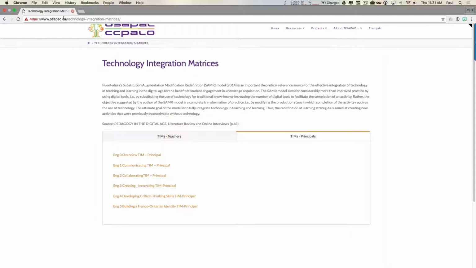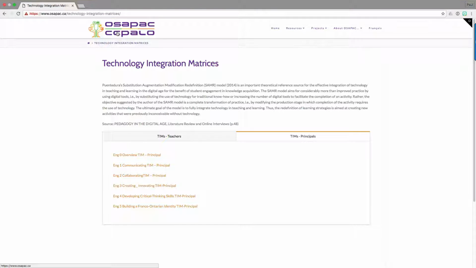All of these resources are again available through the OSAPAC website. For more information or support, please don't hesitate to contact your TELT contact within your school board.